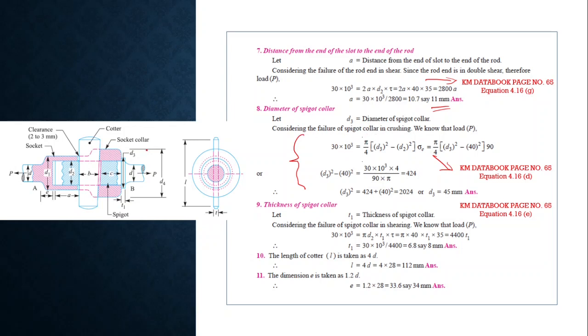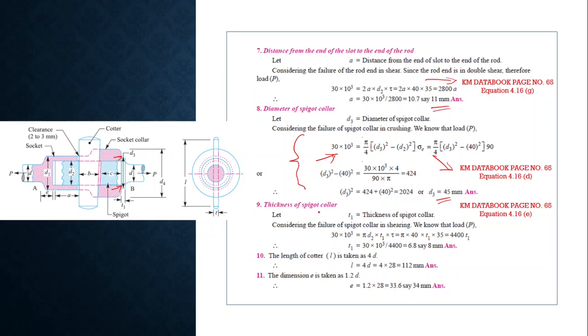Failure of the spigot collar in crushing. This part is the spigot collar, and crushing occurs at this particular area, in the form of an annulus. That area is equal to pi by 4 into d3 square minus d2 square, and that into sigma c will become the crushing force, that is equal to the externally applied load. Then we can find out the diameter d3 by using this equation, which is given at the KM data book page number 65, equation 4.16d. Then we can find out that d3 is 45 mm.